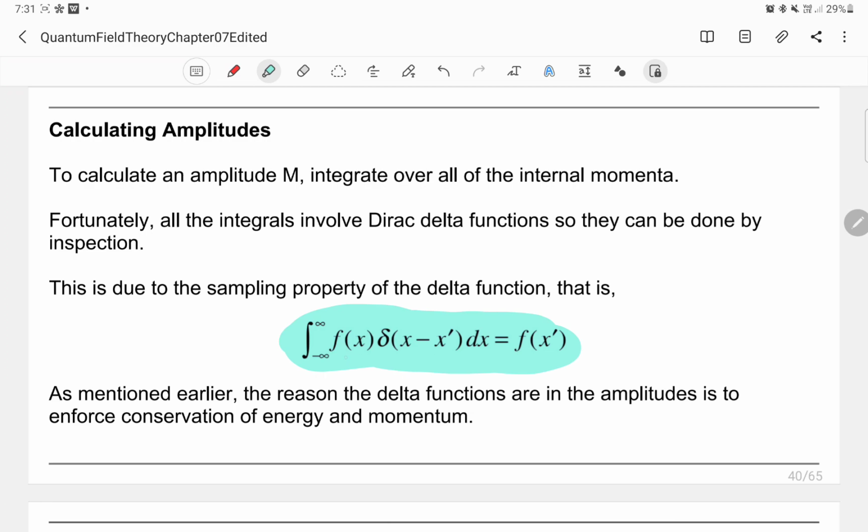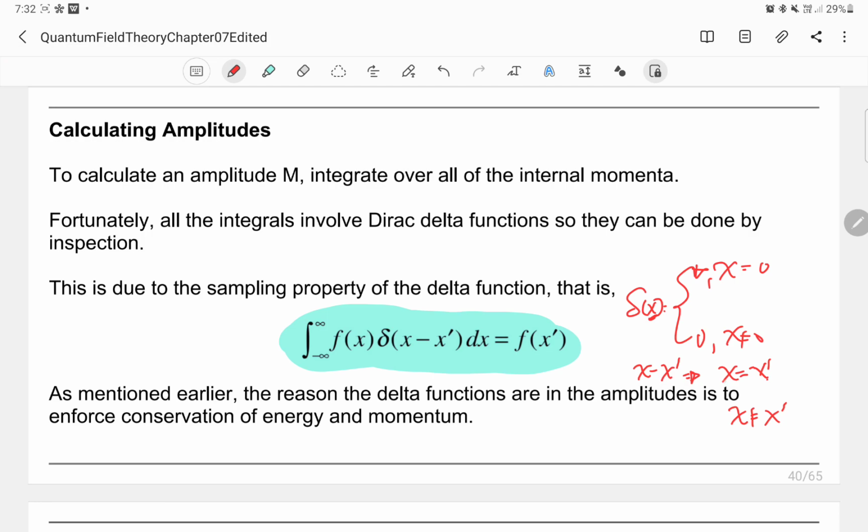So note that when you integrate a function with the delta function, you have to know that the delta function of x is infinite if x is equal to 0, and it is 0 when x is not equal to 0. If the argument is like x minus x prime, then it's infinite if x is equal to x prime, and it's 0 if x is not equal to x prime.